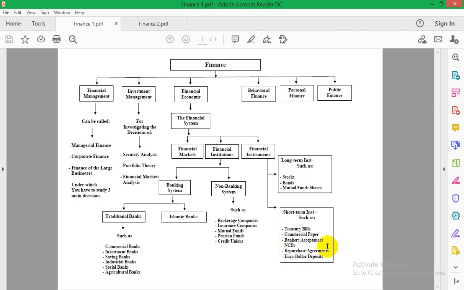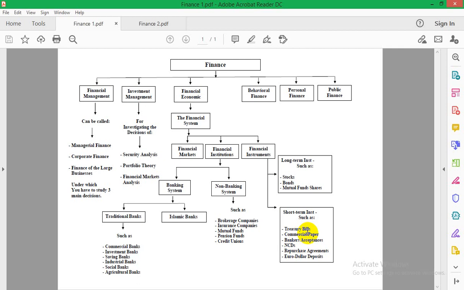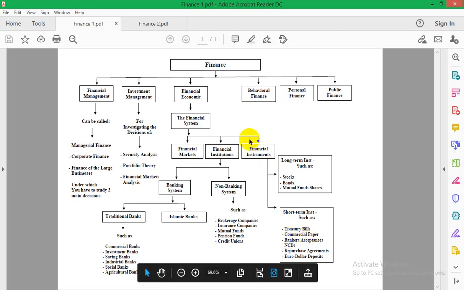These types of short-term financial assets or securities can be traded inside the short-term markets. And the short-term market is called the money market. So these short-term instruments can be traded inside the money markets. And this is the meaning of financial economics.